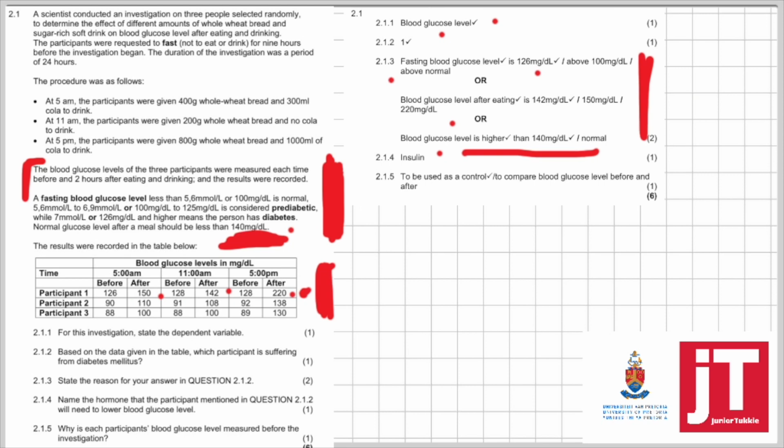215. Why is each participant's blood glucose level measured before the investigation? Very important. That acts as a control. It's something to compare the blood glucose level before and after. Nice questions.